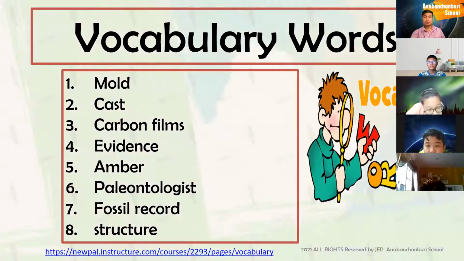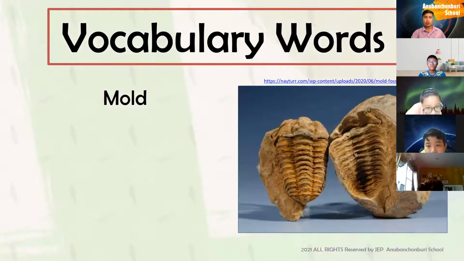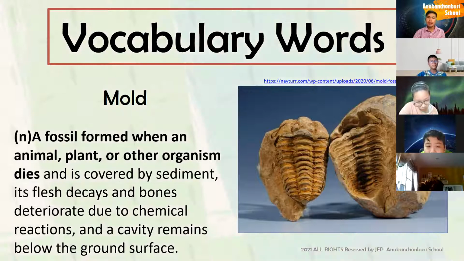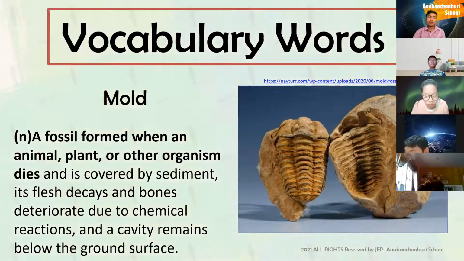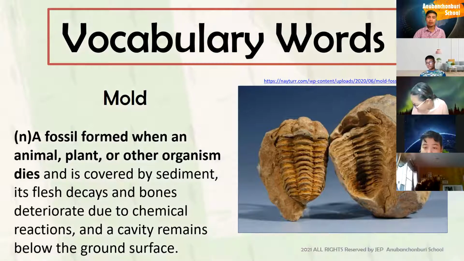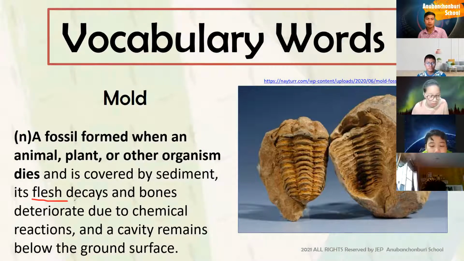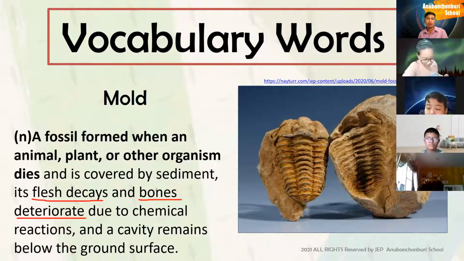Okay, so let's start with the first one, mold. What is a mold? A mold is a fossil formed when an animal, plant, or other organism dies and is covered by sediment. Its flesh decays and bones deteriorate. So I want to highlight some of the things here. What is the meaning of this? Flesh decays and bones deteriorate. Can somebody explain to me what's the meaning of that?